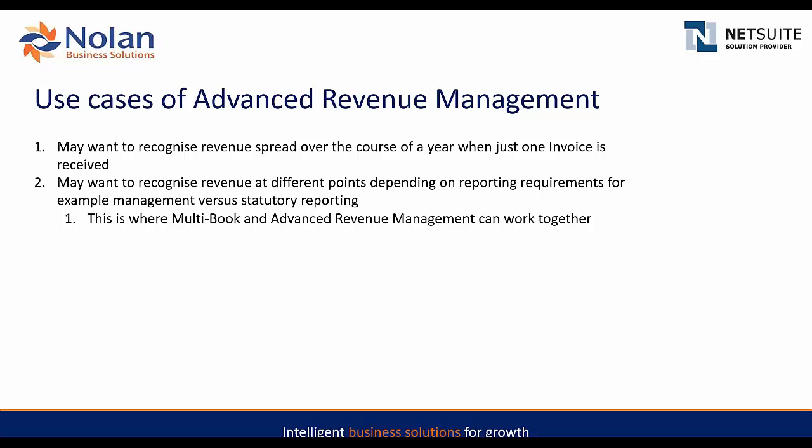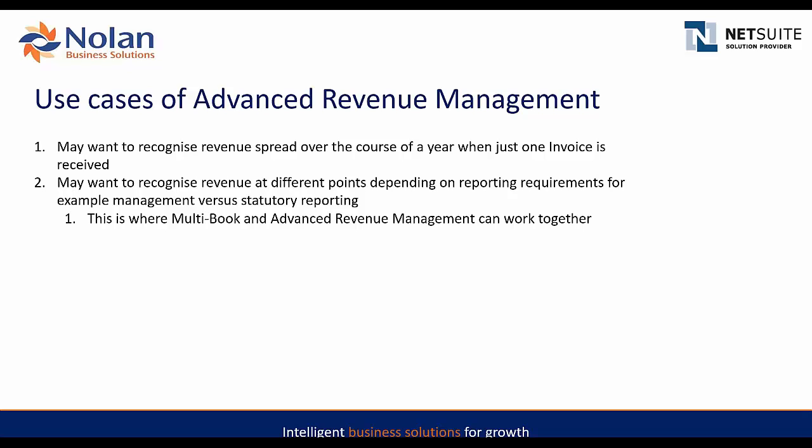want to recognize revenue spread over the course of the year when just one invoice is created. So you make a sale to a customer, you create a sales order, you create an invoice. The invoice is for £12,000, but instead of recognizing £12,000 in the month when you create the invoice, you want to recognize £1,000 in each month over the course of the year. Advanced revenue management allows you to do that.